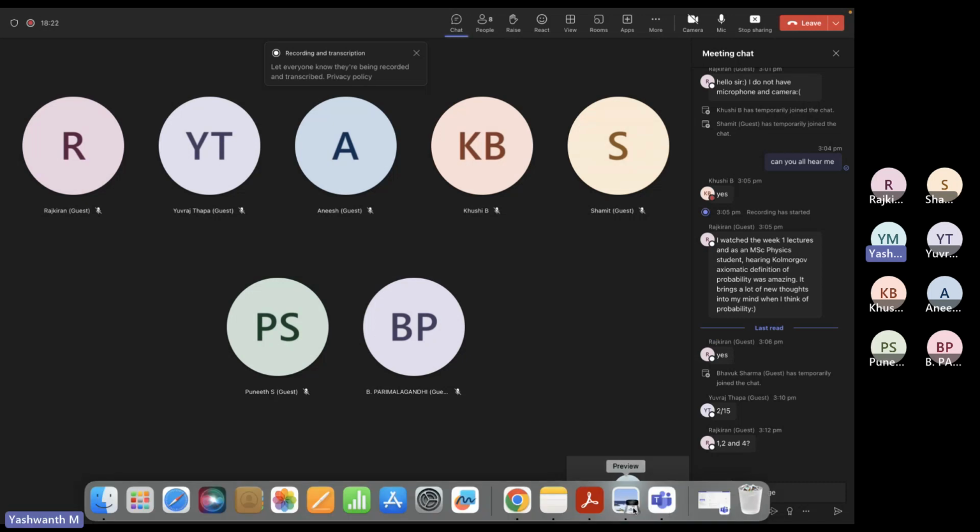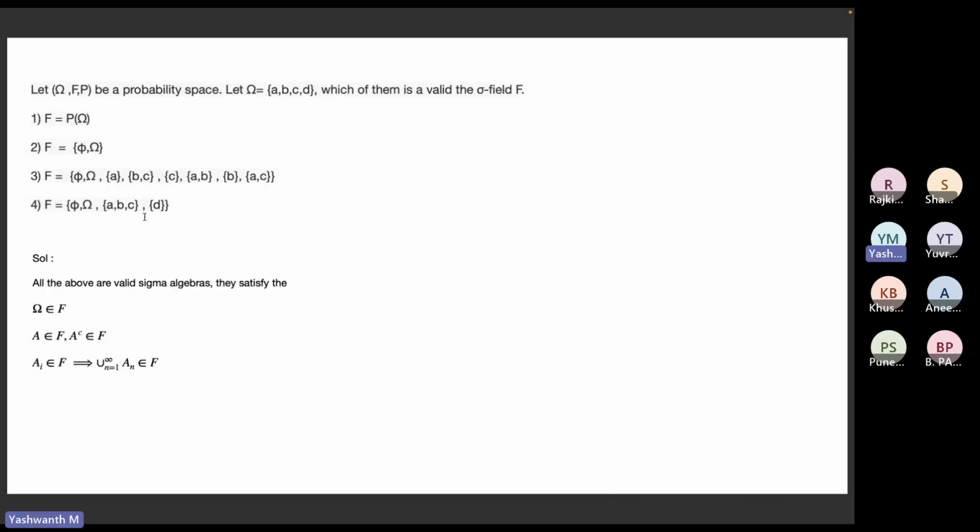1, 2, and 4. 2 and 4. I think even 3 also. Why? It is closed under complements and countable unions. Okay, so P of Omega denotes, P is a strip matching, but it means a different context here. It means the power set of this Omega, so it has all the possible subsets, which is 16 elements you get.